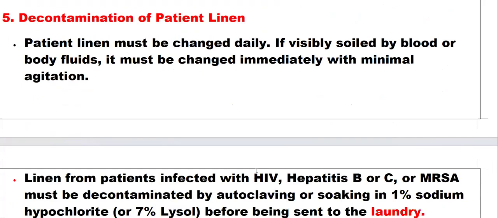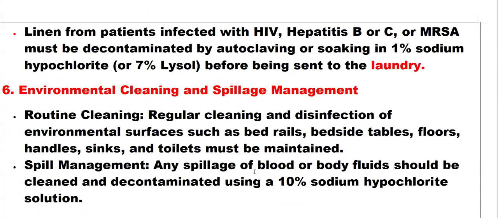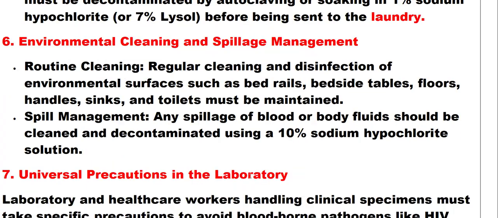Decontamination of patient linen. Patient linen must be changed daily. If visibly soiled by blood or body fluid, it must be changed immediately with minimal agitation. Linen from patients infected with HIV, hepatitis B or C, or MRSA must be decontaminated by autoclaving or soaking in 1% sodium hypochlorite or 7% Lysol before being sent to the laundry.